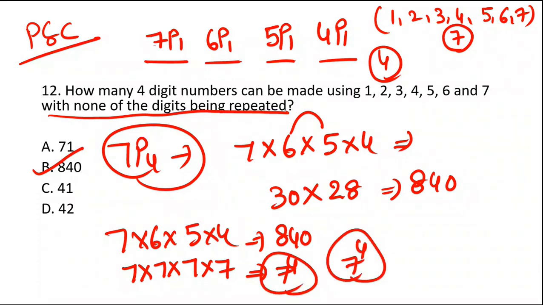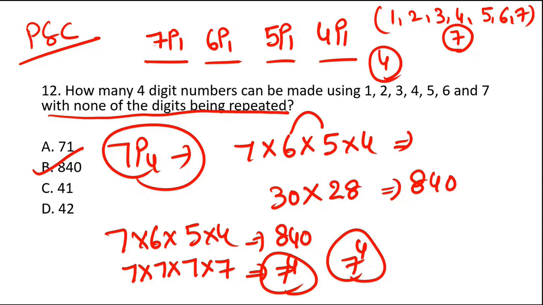If they ask the same question with the same information and say that repetition is allowed, then your answer is 7 power 4. Right now they asked for none of the digits being repeated, so your answer is 840.